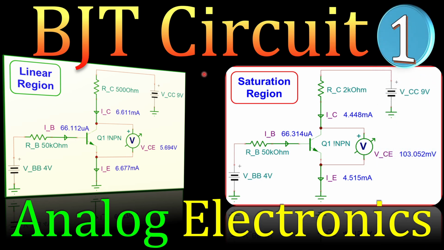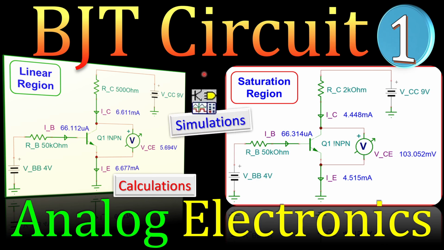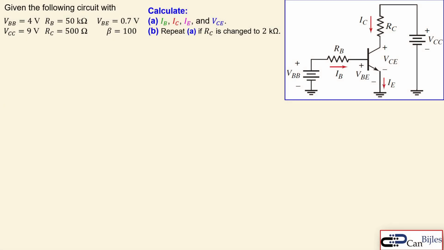which is called the Bipolar Junction Transistor. We will discuss the basics about this circuit using this BJT transistor. We will see two conditions or two ranges of operation in this example. Of course, we will look at our calculations step by step and also verify these in our SPICE simulations. So let's look at our example.